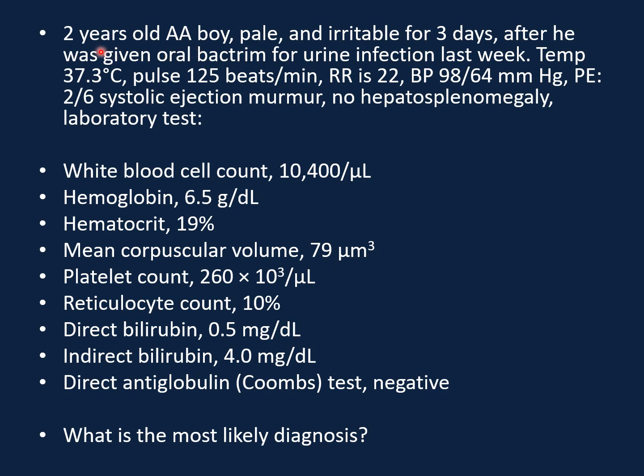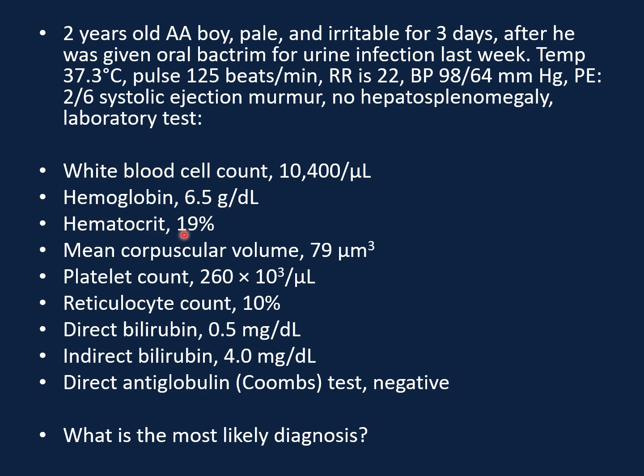Let's pause a little bit with this clinical scenario. This is a 2-year-old African American boy who is pale and irritable for 3 days after he was given oral Bactrim for urinary tract infection last week. Temperature is 37.3, pulse is 125, respiratory rate is 22, blood pressure is 98/64 mmHg. Physical examination shows a 2/6 systolic ejection murmur, no hepatosplenomegaly, and laboratory tests show a normal white blood cell count. Hemoglobin is low, 6.5 grams per deciliter.